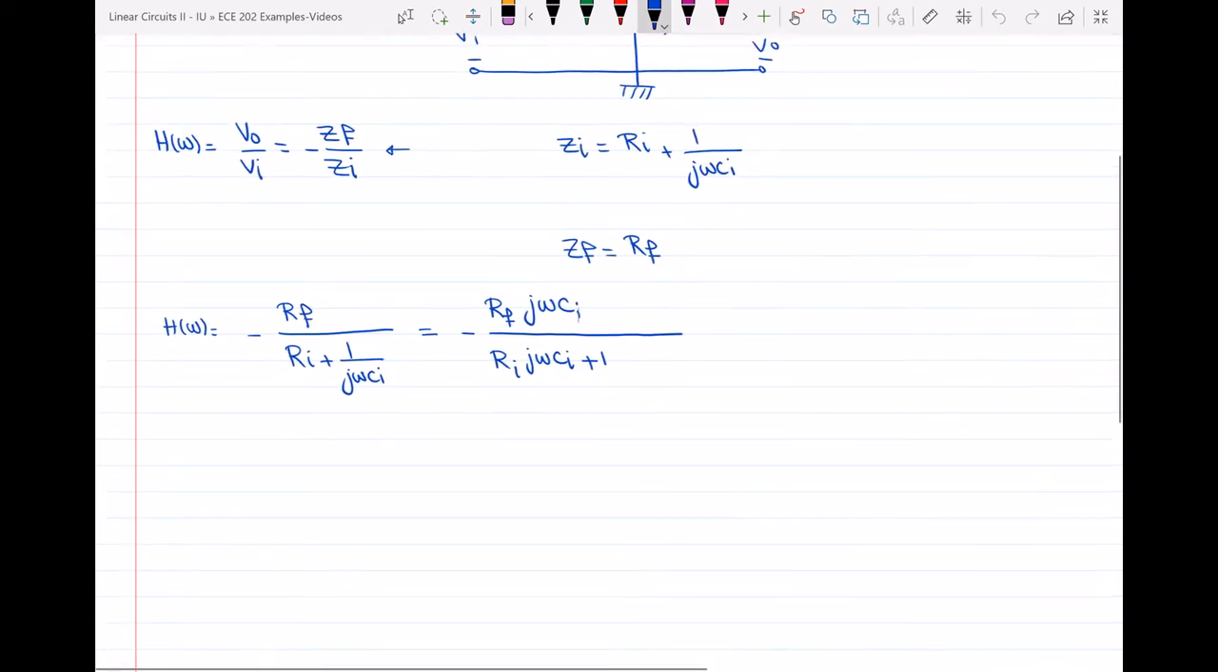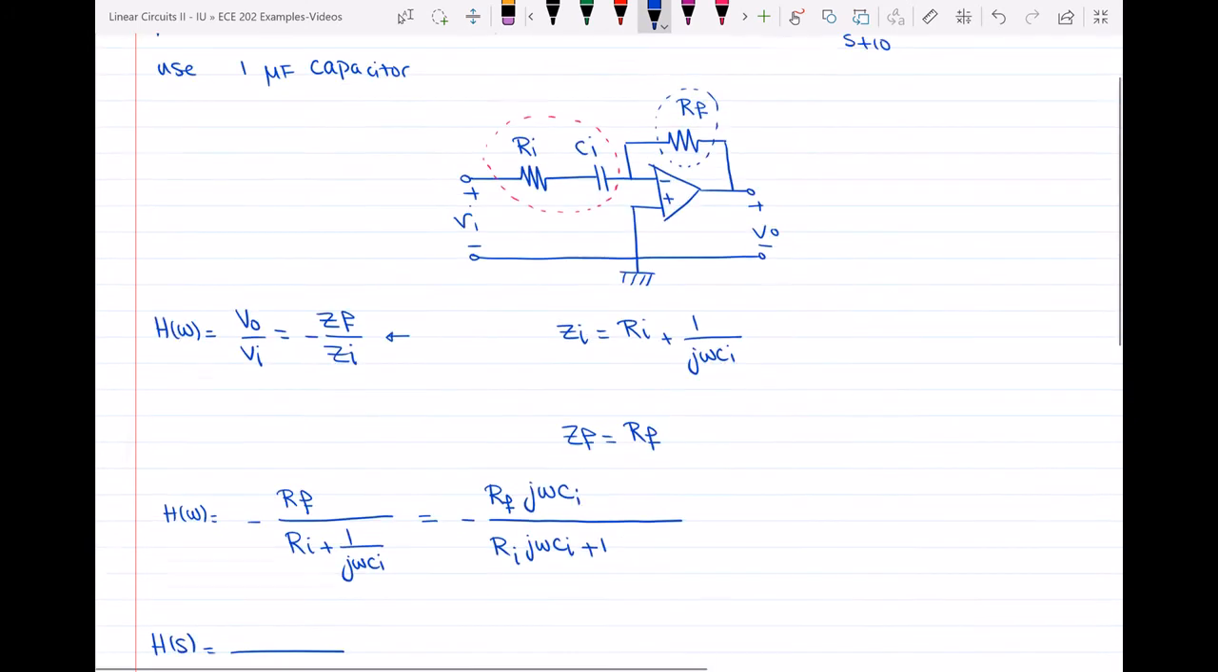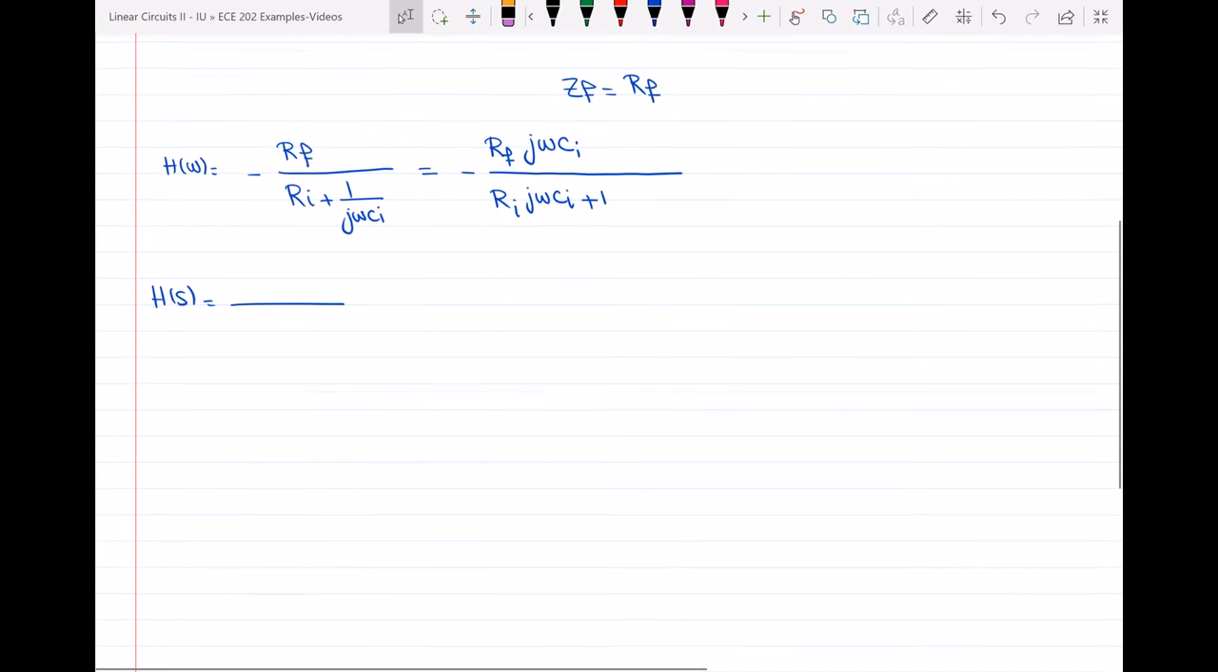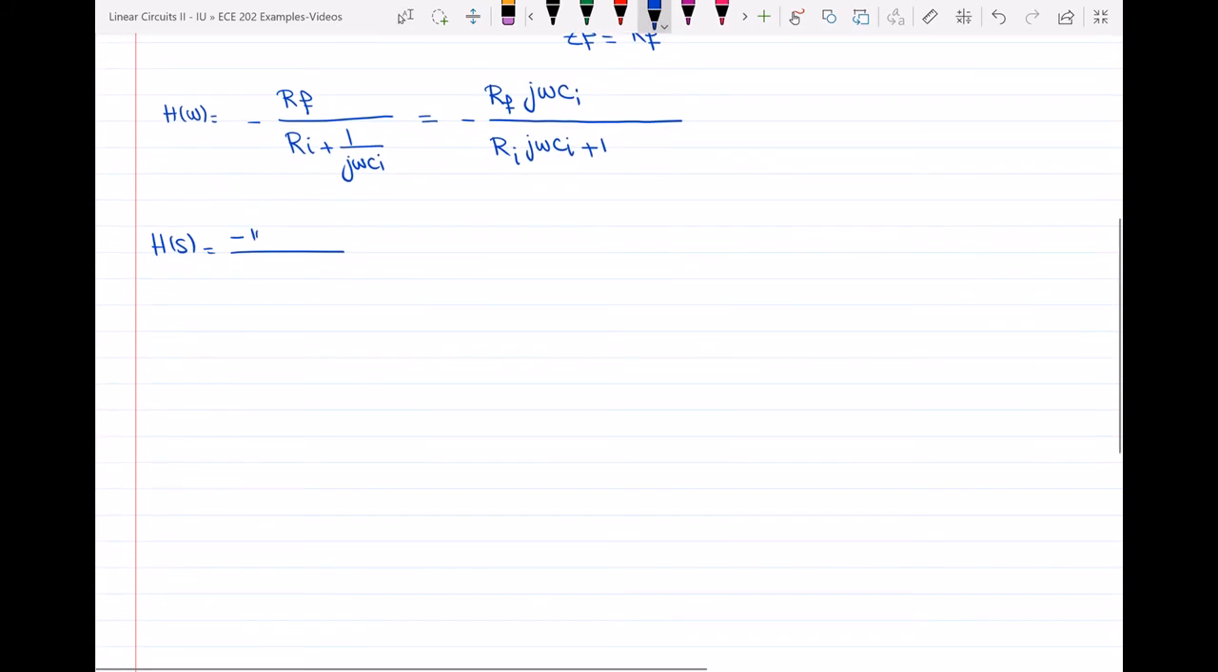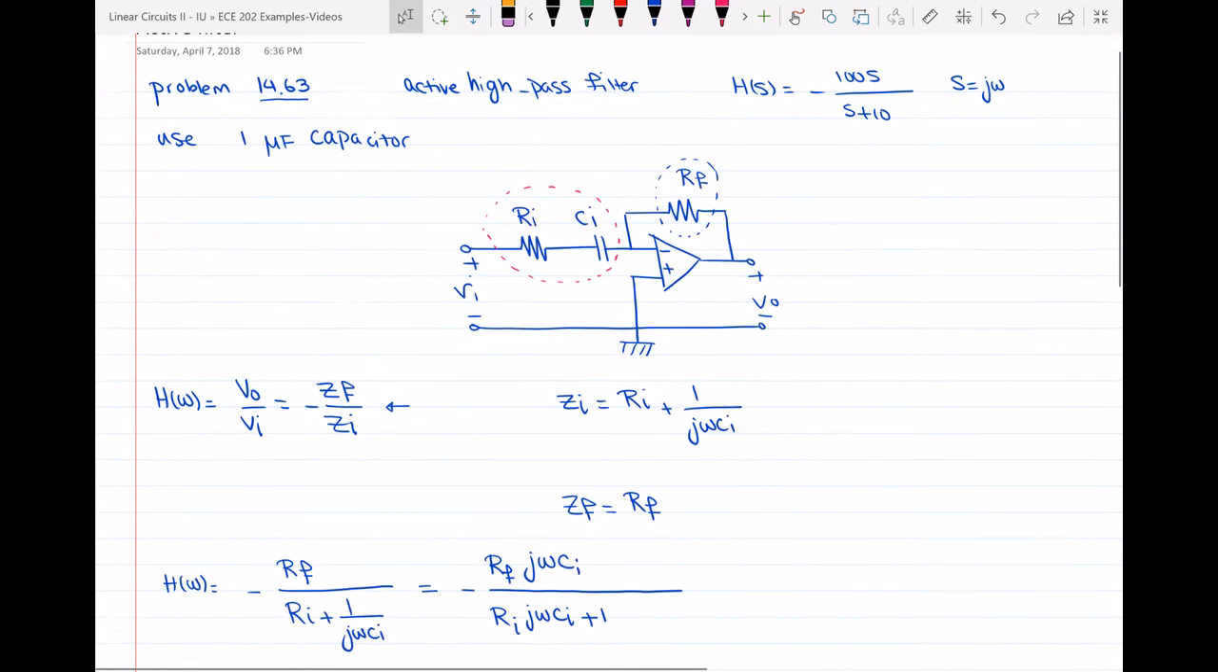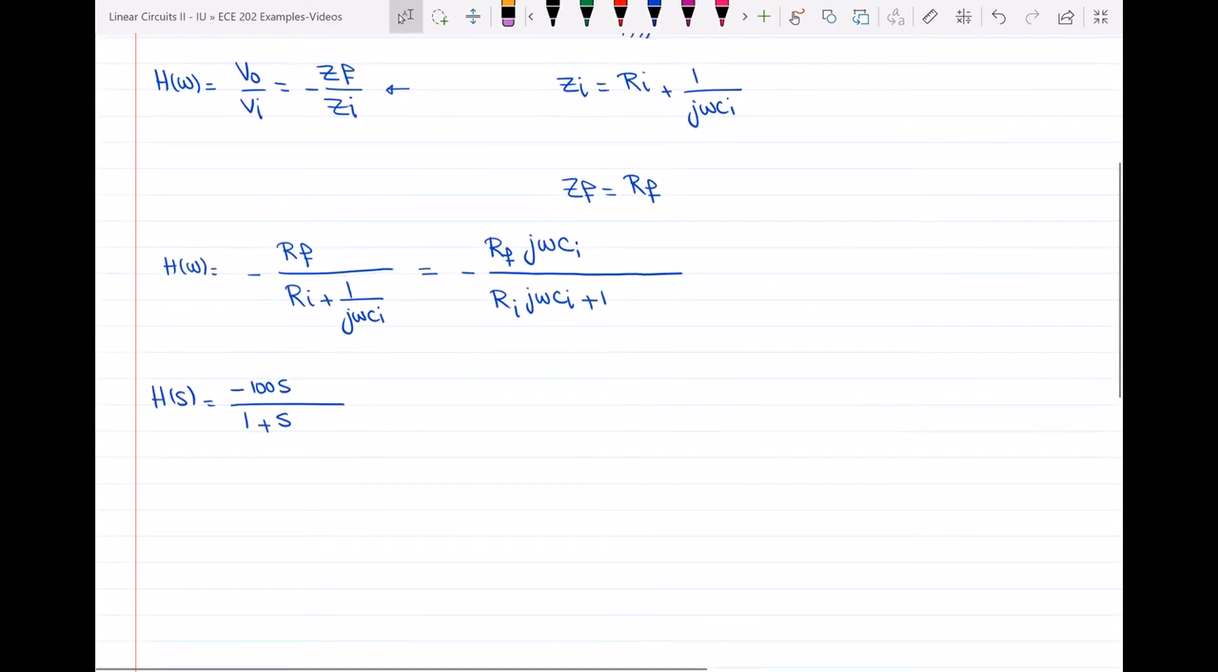All right, so now I have my transfer function, H of omega, of the active high pass filter, and then I have H of s that was in the problem, which was equal to minus 100s over, was it 1 plus s? Oh no, it was s plus 10, so 10 plus s.